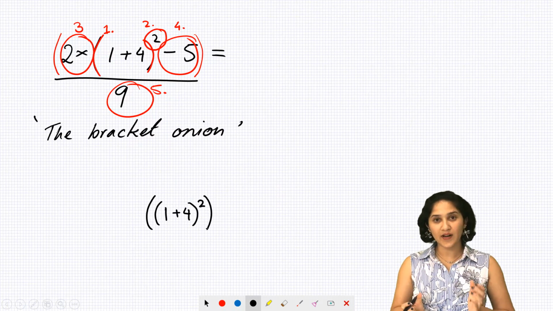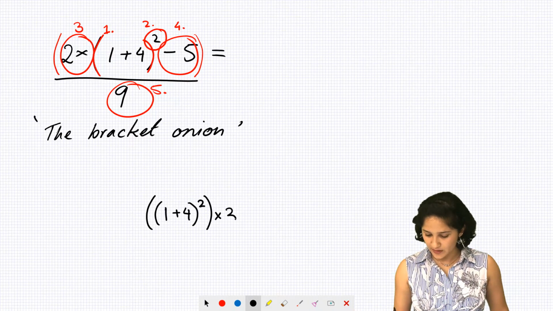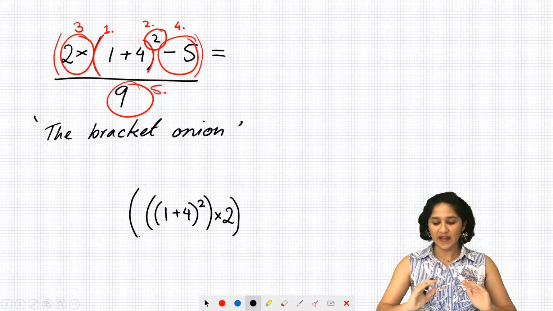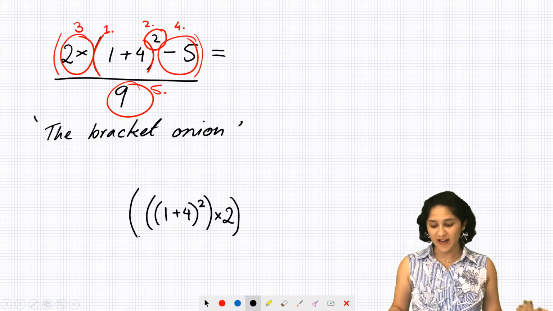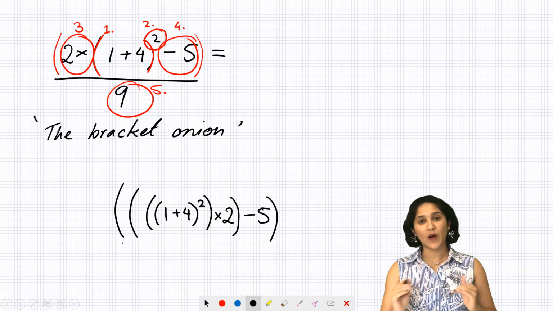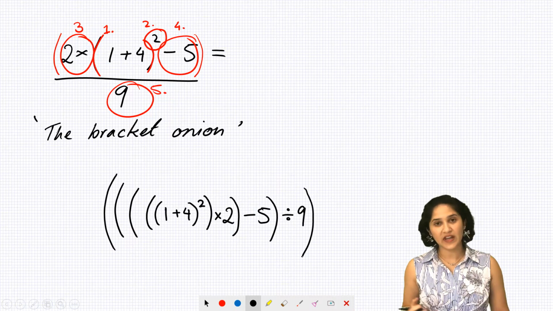Then after the squared, I multiply the whole thing by 2. That's step 3, and that's another layer to my onion, okay? Then I subtract 5, that's another layer. And finally, I divide the whole thing by 9. That's my outermost layer, okay?